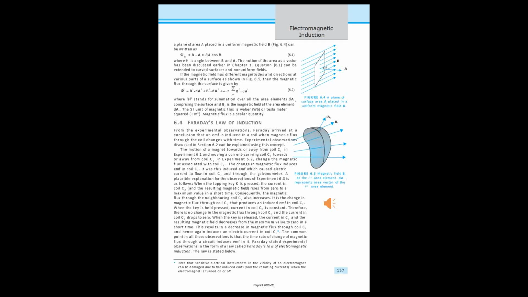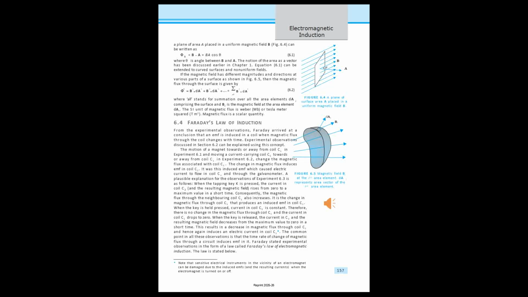A plausible explanation for the observations of experiment 6.3 is as follows. When the tapping key K is pressed, the current in coil C2, and the resulting magnetic field, rises from 0 to a maximum value in a short time. Consequently, the magnetic flux through the neighboring coil C1 also increases. It is the change in magnetic flux through coil C1 that produces an induced EMF in coil C1.